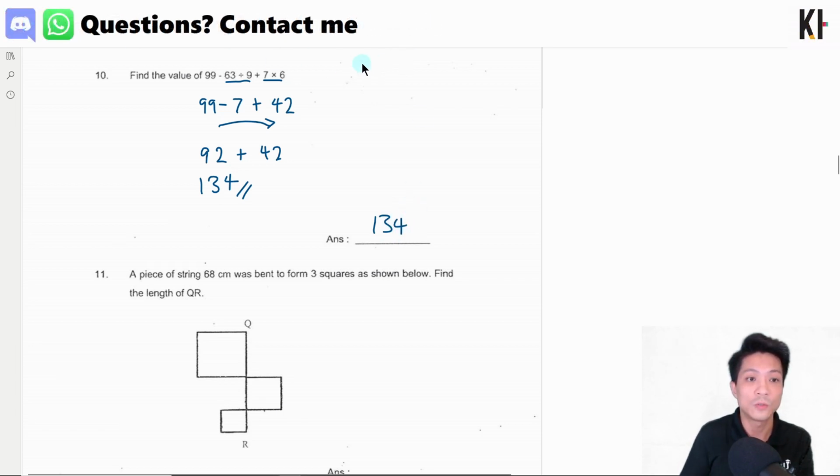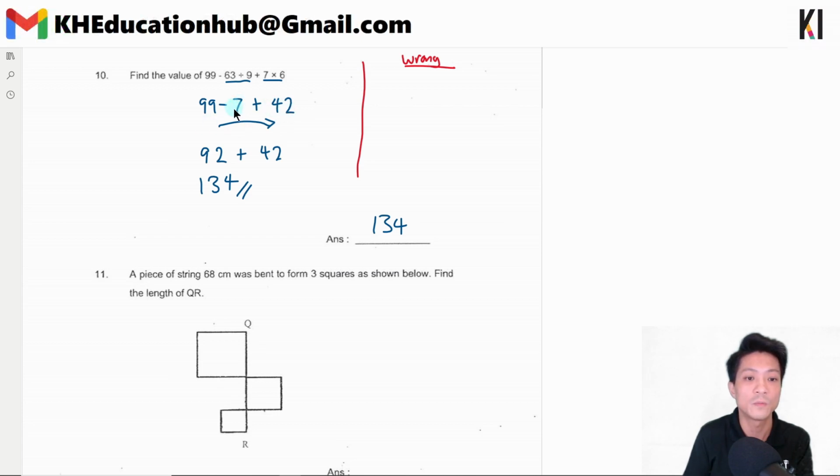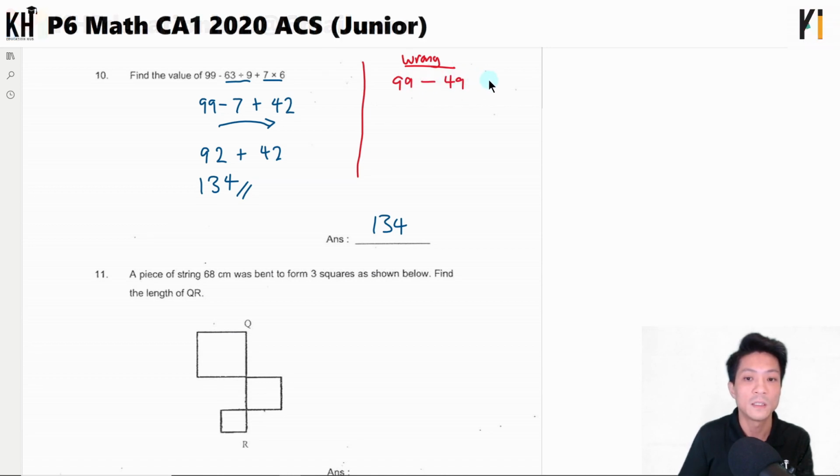Just to show you what will happen if you do it the wrong way. If you go from right to left, you will probably use 7 plus 42 first, and you will get 99 minus 49, which will give you 50.